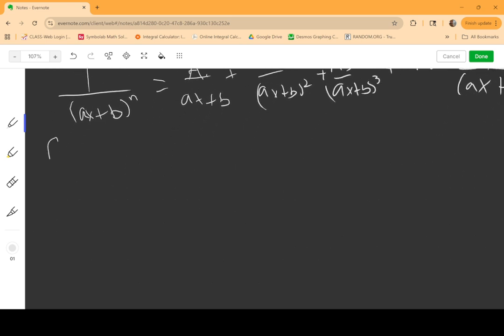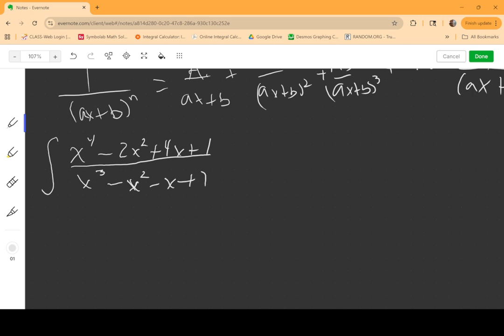So you have x to the 4th minus 2x squared plus 4x plus 1 all over x cubed minus x squared minus x plus 1. Okay. All right, now I'm going to pause here because we notice that I can't start doing the partial fraction decomposition yet because of the type of polynomial here. The degree is larger in the numerator, so I have to do a little long division.